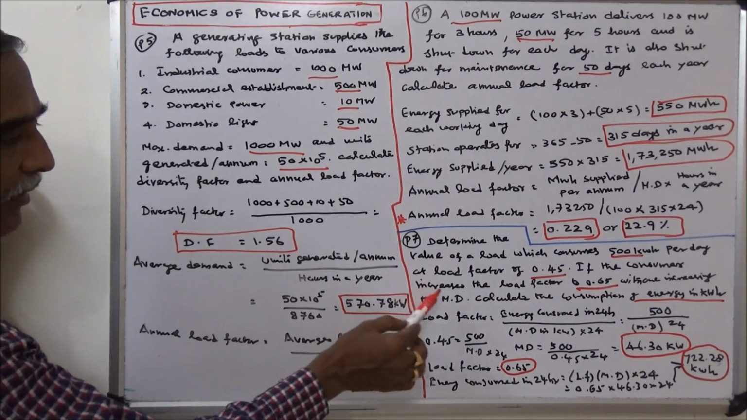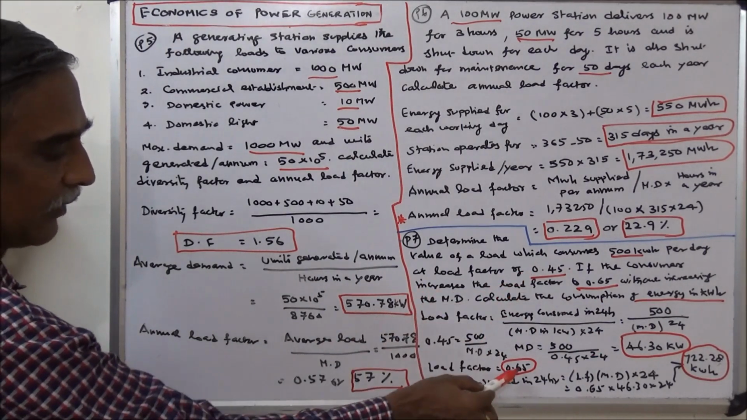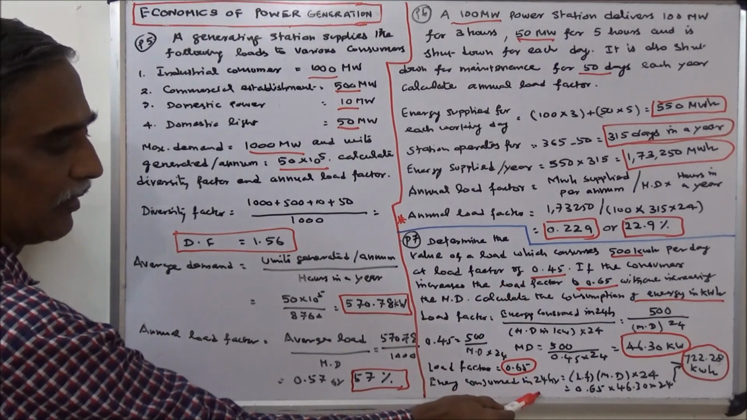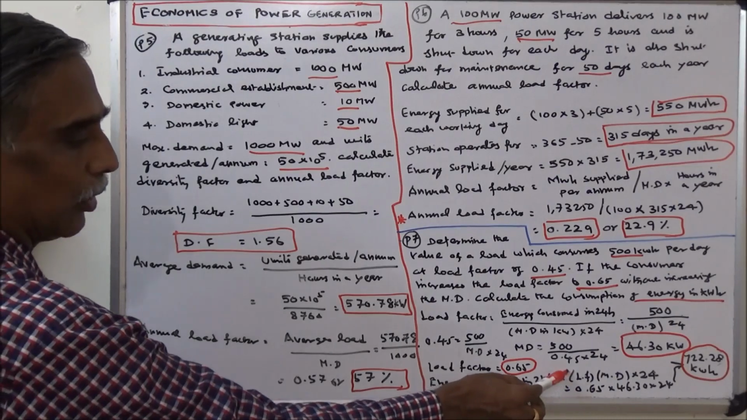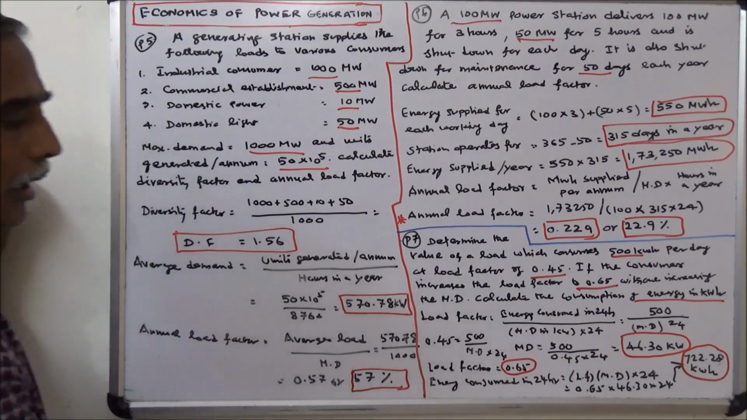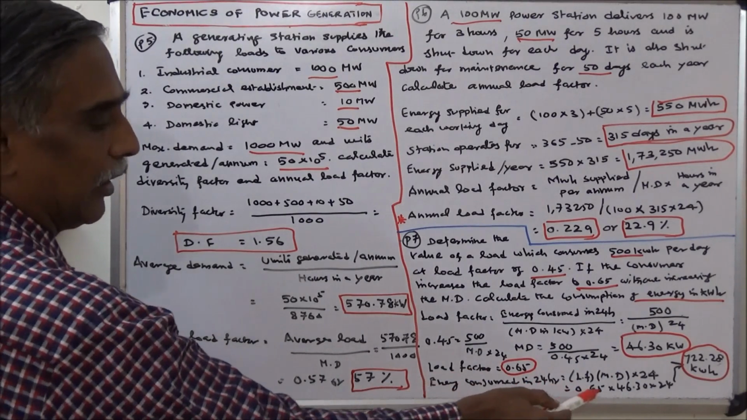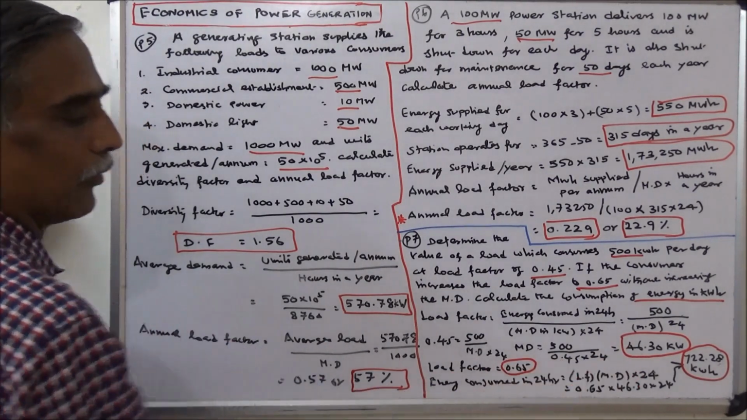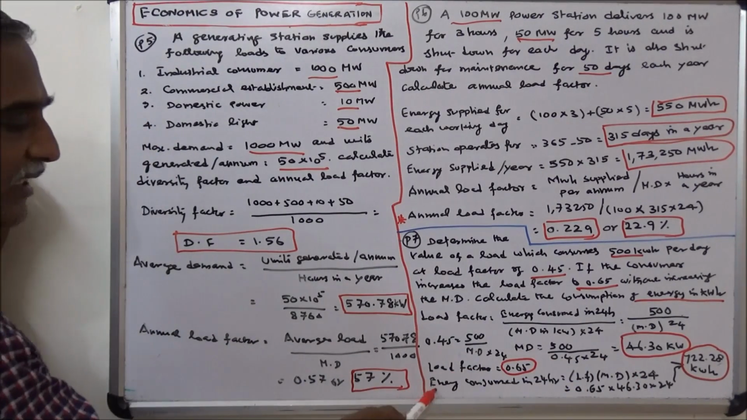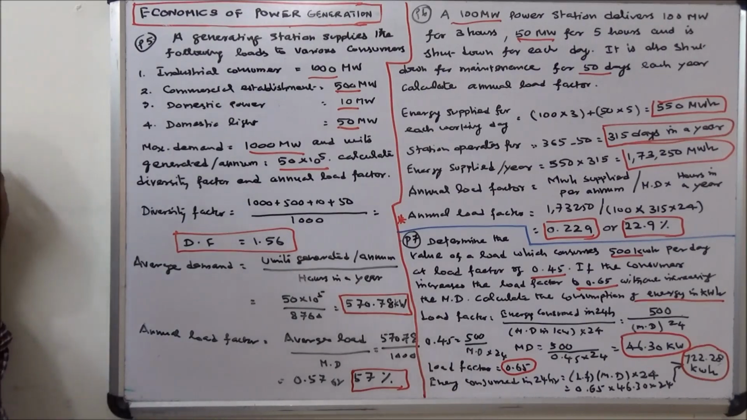Next we have to increase the load factor to 0.65. So energy consumed in 24 hours is equal to load factor into maximum demand into 24. So load factor is 0.65 into 46.30 into 24. So energy consumed in 24 hours is 722.28 kilowatt hour.